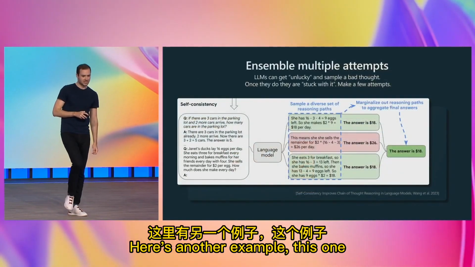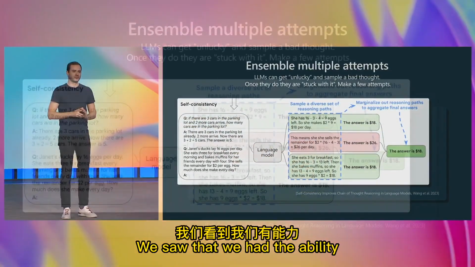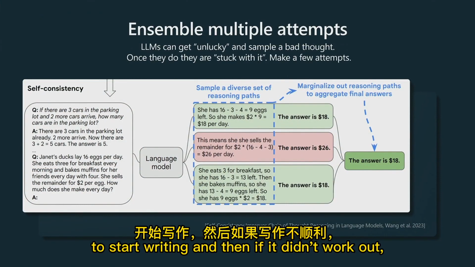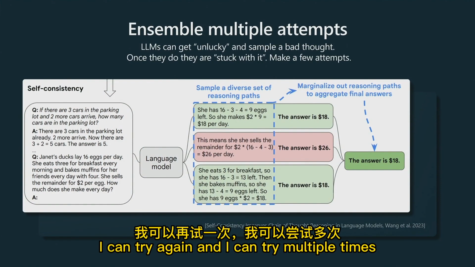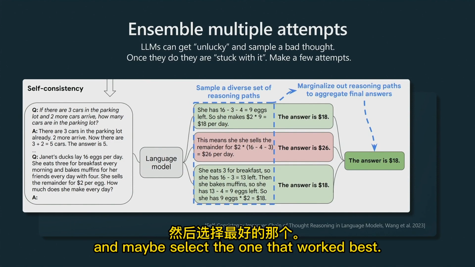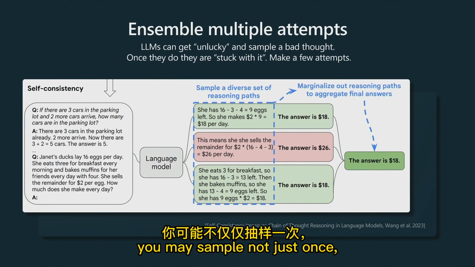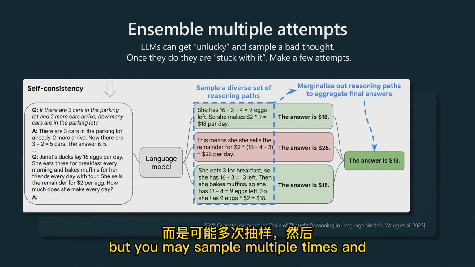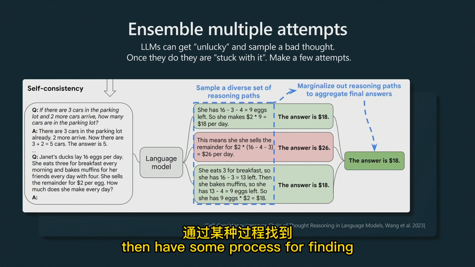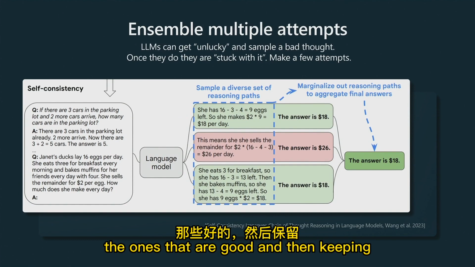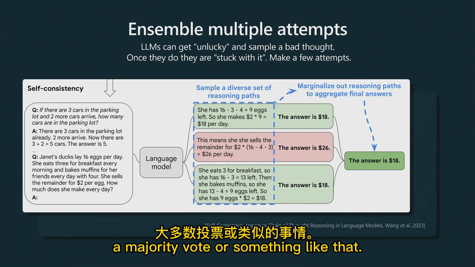Here's another example. This one is called self-consistency. We saw that we had the ability to start writing, and then if it didn't work out, I can try again, and I can try multiple times and maybe select the one that worked best. So in these kinds of approaches, you may sample not just once, but multiple times, and then have some process for finding the ones that are good, and then keeping just those samples, or doing a majority vote, or something like that.